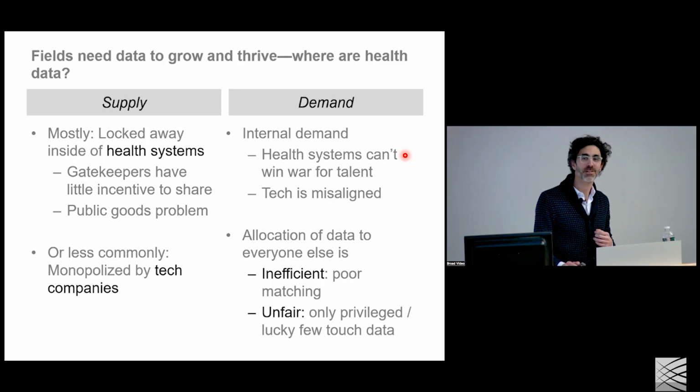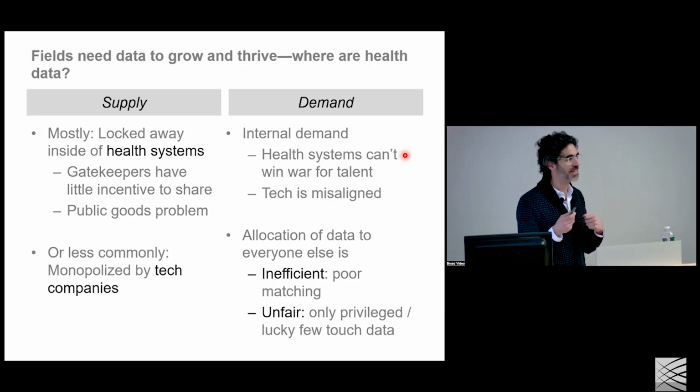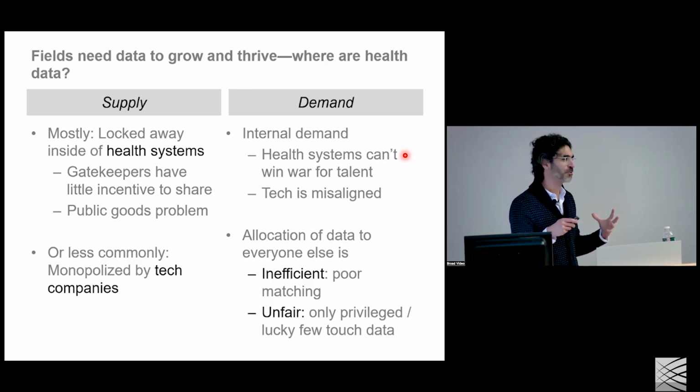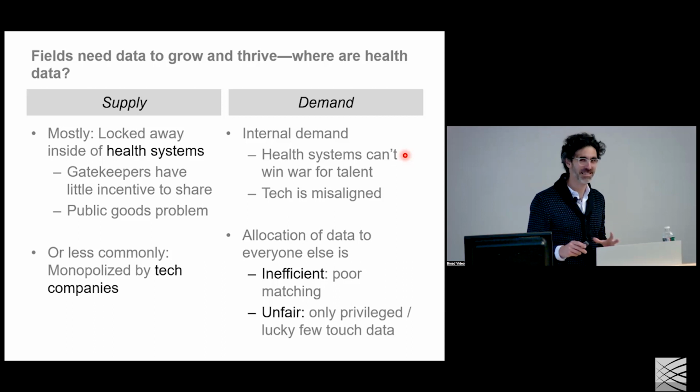So basically what we're left with is that the allocation of data, the supply of data to the demand for data, is both very inefficient because there's not enough of it. It's also very unfair because all of us in this room are lucky enough to have access to data. But what about all the smart people who are not affiliated with MIT and Harvard? It's just deeply unfair.